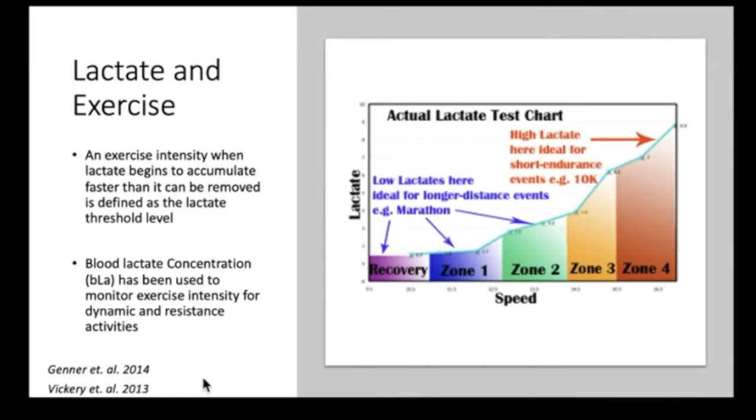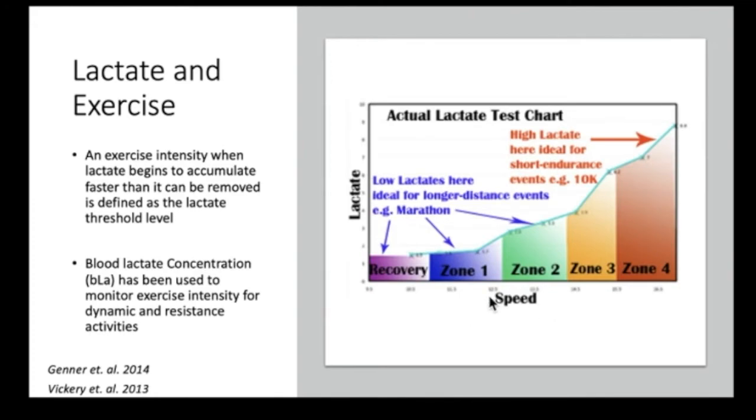All right, so let's go back for a minute to lactate and exercise. As previously mentioned, lactate accumulates when more is being produced than can be cleared out of the area. At this point, the body has reached lactate threshold, or it has also been called anaerobic threshold. And as you can see down here, I promised that we would talk about blood lactate again. Blood lactate concentration has actually been used to monitor exercise intensity for dynamic and resistance activities, according to Jenner and Vickery et al.